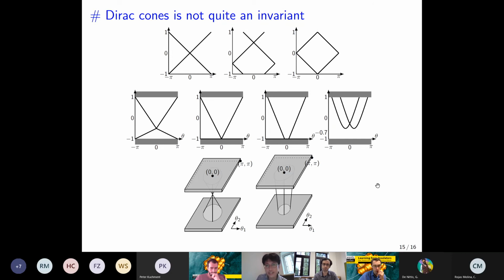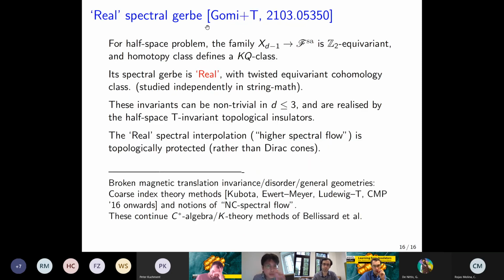So in all these examples, what is conserved is some sort of equivariant spectral flow, but in a more subtle sense. The precise way to make this spectral interpolation a conserved quantity is to construct a so-called real structure on the spectral gerbe, which I explained earlier on. And interestingly, real gerbes were studied independently by string theorists, in mathematics of orientifolds in string theory.